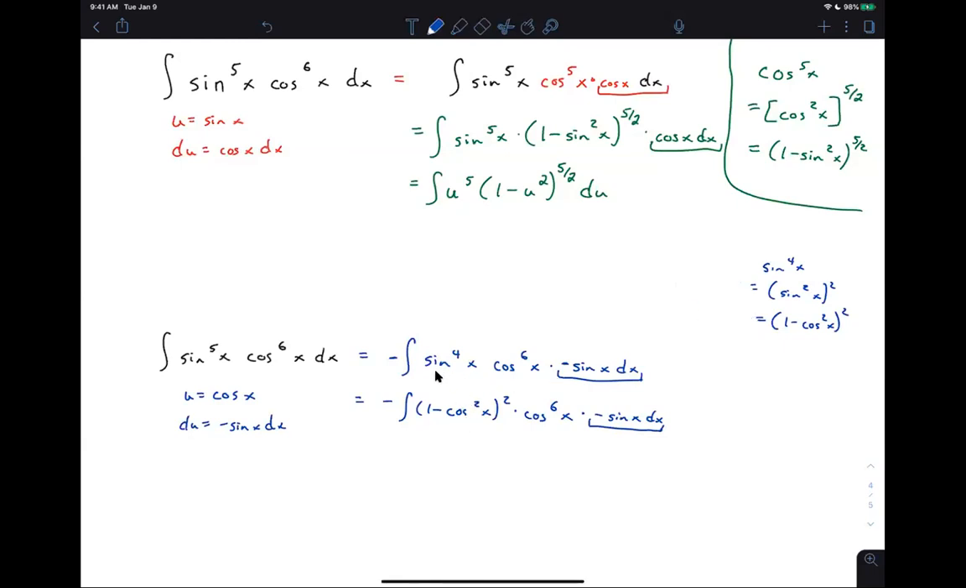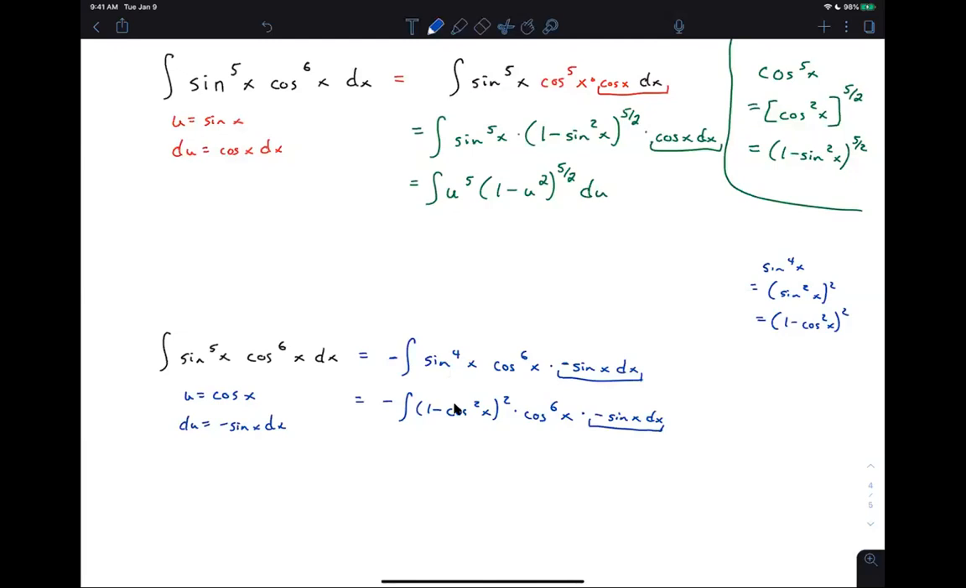Why is that the one that I'm rewriting? Why did I rewrite cosine up here? Why am I rewriting sine here? So you can get it in terms of u. Yeah, we're trying to get it in terms of u. So down here, u is cosine. So when this is already cosine, we don't bother that one. When this one's not in terms of cosine, we need to get it in terms of cosine.